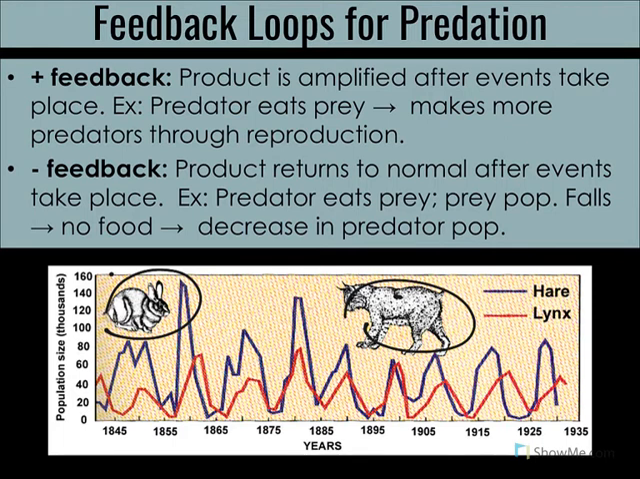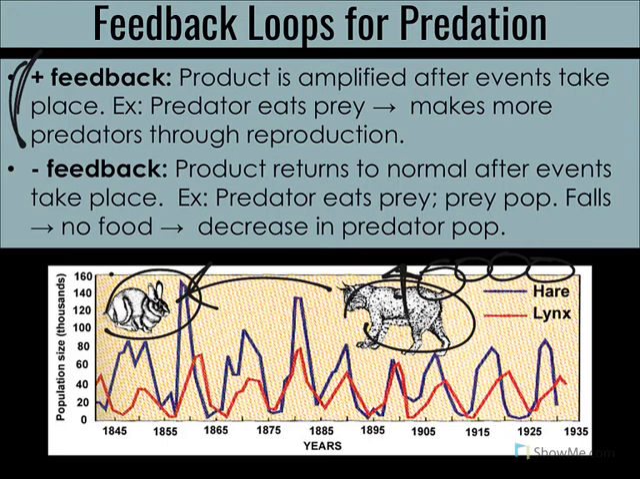So the hare is trying to avoid being eaten, but every time a lynx is able to gather its food by eating a hare and then ultimately surviving and reproducing, it is able to produce more and more lynx to increase the population. So that would be an example of a positive feedback loop in this scenario.